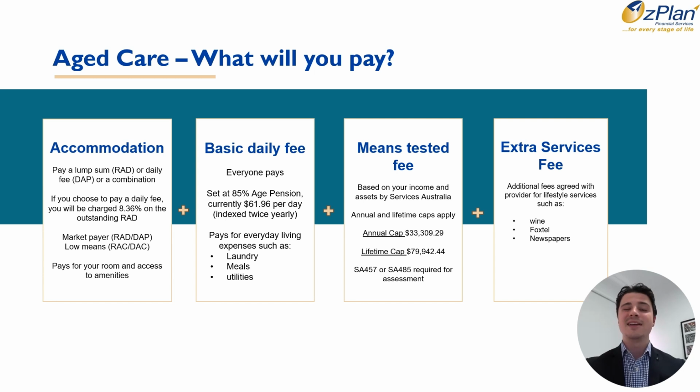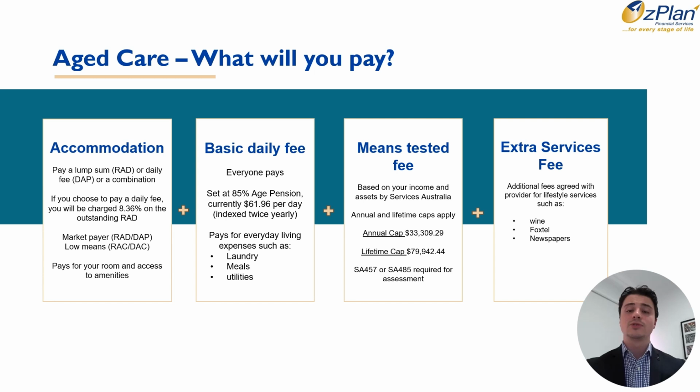We then have a means tested fee. So this means tested fee is determined by Services Australia. So you'd be completing a specific form, either an SA 457 or an SA 485 form. We can tell you which form is appropriate for your situation. And essentially this fee is based on your assets and income. So it's a wealth fee. The more money you have, the higher this fee will be, and also the opposite is true.